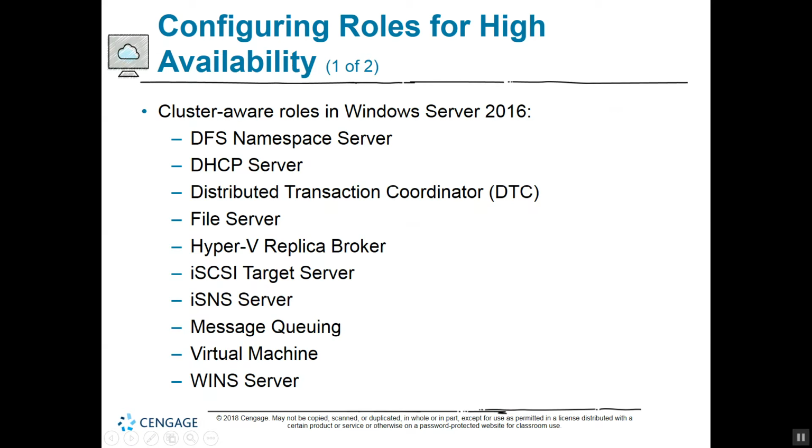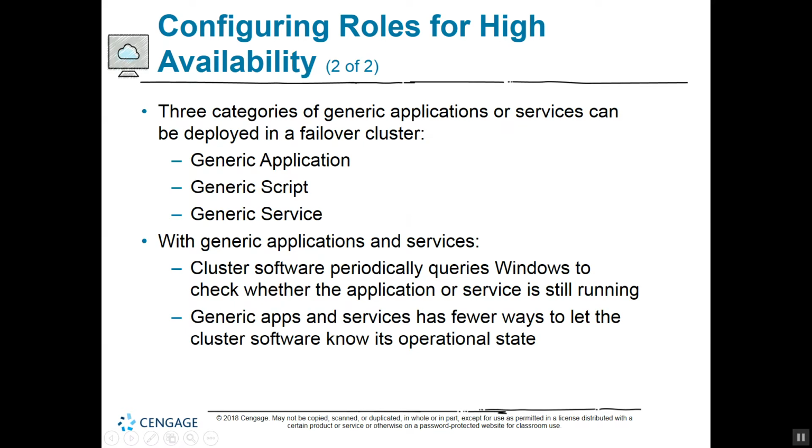Now, we've got roles for high availability: the DFS namespace server, DHCP server. It's a ton of things that are cluster-aware roles. There's iSCSI target server, a file server, DHCP server, iSNS server, message queuing, virtual machine, WINS server. We've got three categories of generic applications or services that can be deployed in a failover cluster: a generic app, a generic script, or a generic service.